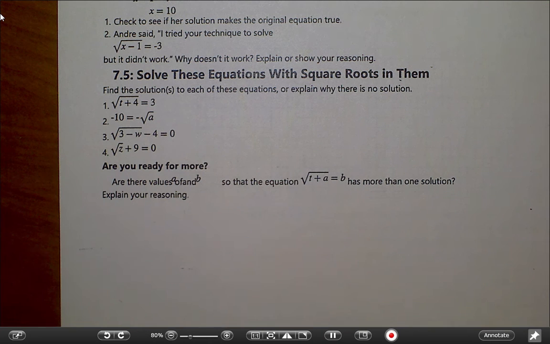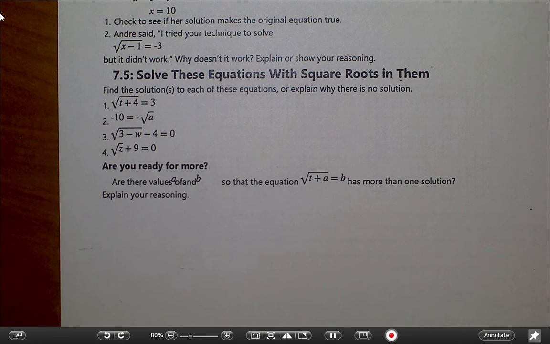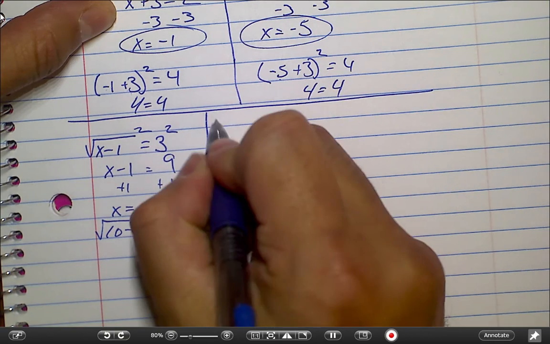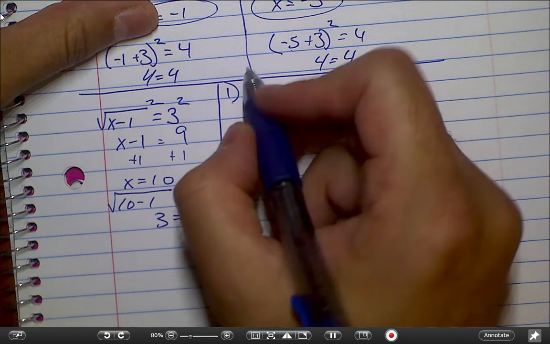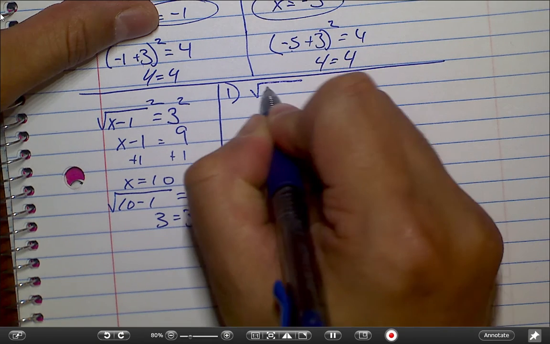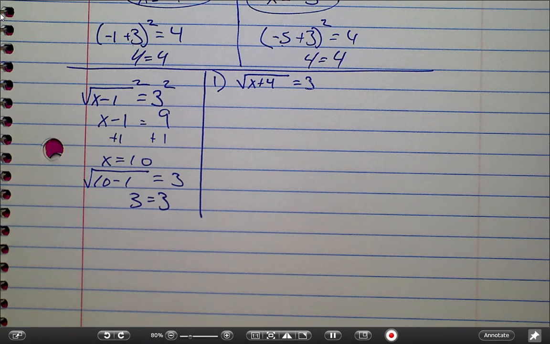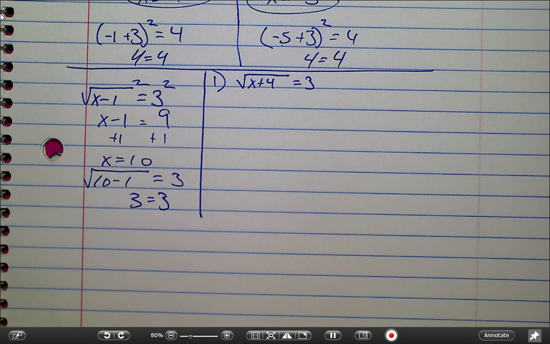Okay, so next one we're going to do is on 7-5. We're going to do these 4 over here on 7-5. So let's see if we are paying attention. Number 1 says square root of x plus 4 equals 3. All right, now I'm going to give you guys a moment. I want you right now, using the same steps that we just did on that previous problem, to solve for this.